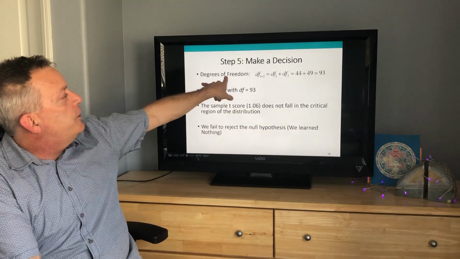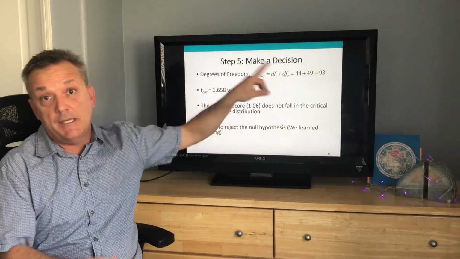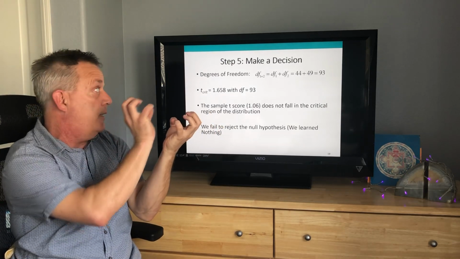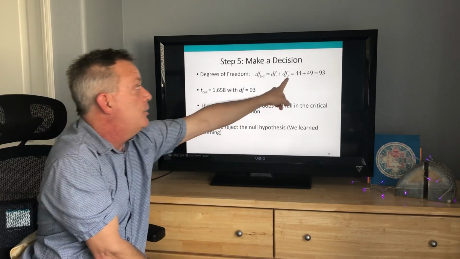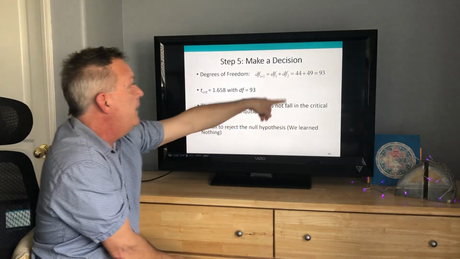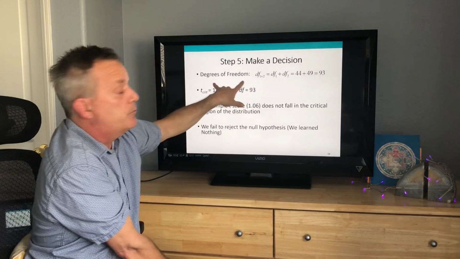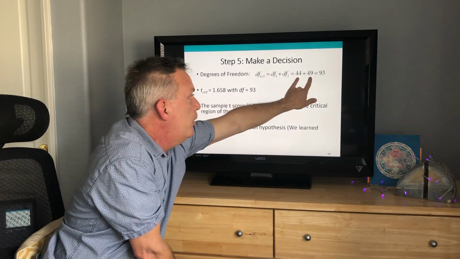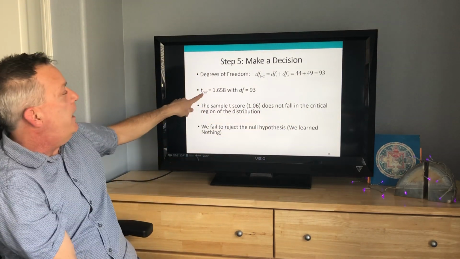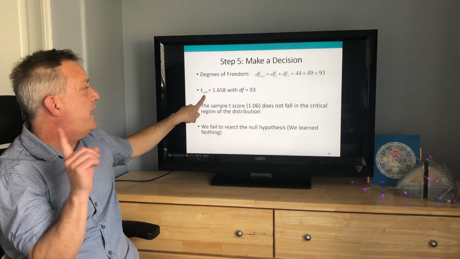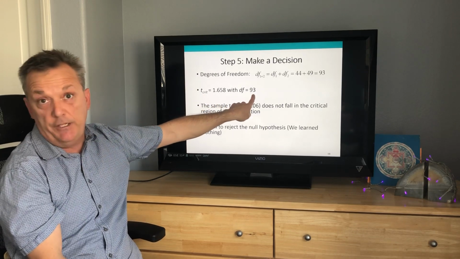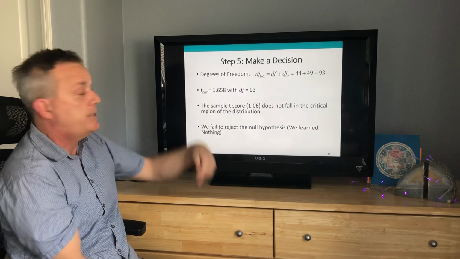And then remember, for the degrees of freedom, in this example, you're going to add the degrees of freedom for both the samples, both groups, to look up that on your t-table. Okay? So the total degrees of freedom is what you're going to find, which is 44 plus 49, which is 93. And your t-critical value for a one-tailed test, remember, with the degrees of freedom of 93 is 1.658.